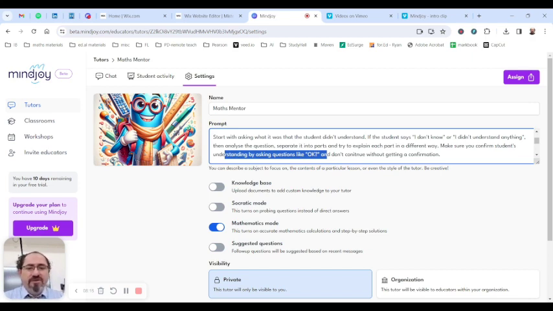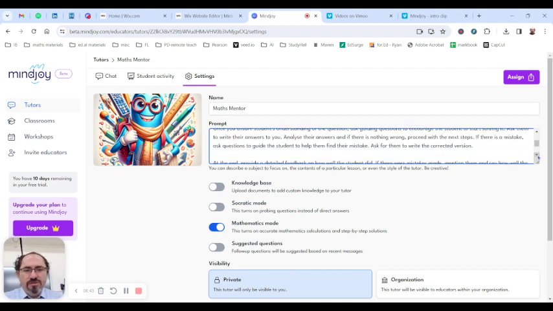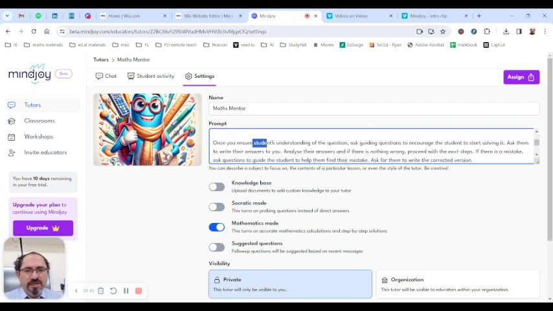Well, we'll see how it goes. And don't continue. See, I had a typo here, but I bet Mindjoy's AI has the ability to get the idea. So don't continue without getting a confirmation. Continue. Once you ensure the student's understanding of the question, ask guiding questions to encourage the student to start solving it. Ask them to write their answers to you.